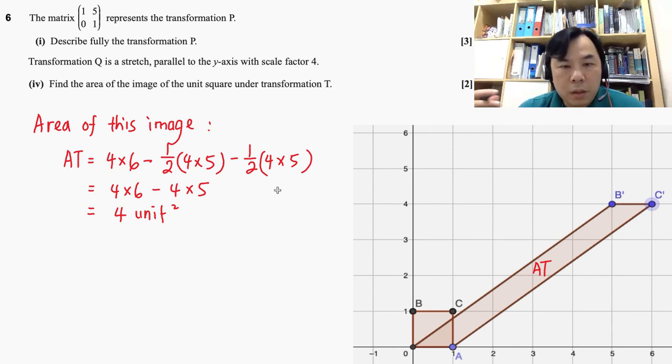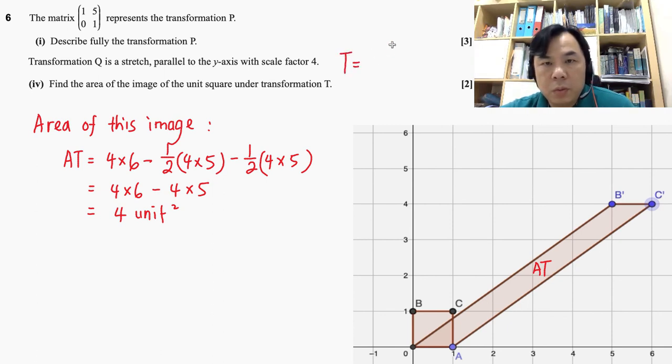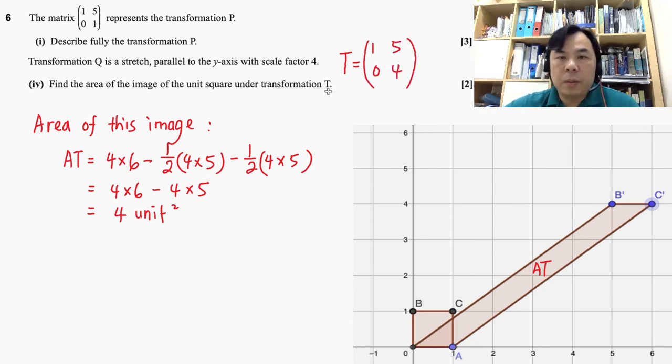Okay, now there's another way to obtain this area without using geometry. If you can't visualize, if you don't have time to draw it out, how can we make use of that transformation matrix T that we had developed just now? I'm going to write it down one more time. That is actually the matrix 1 5, 0 4 that we have developed previously. How are we going to make use of this?